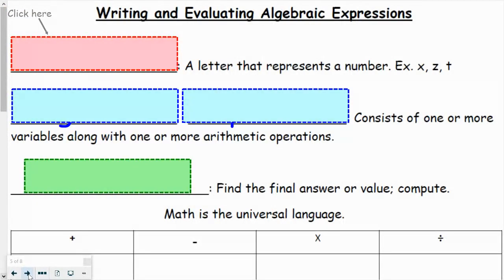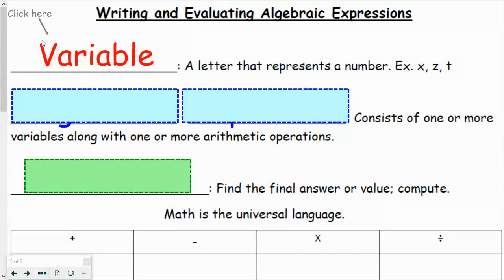All right, so let's start. What are algebraic expressions? What are the components that make them? We need to be able to write them and evaluate them. We know that a variable is a letter that represents a number. The most common one is x, but that's not the only variable we can use. We can use any letter in the alphabet.